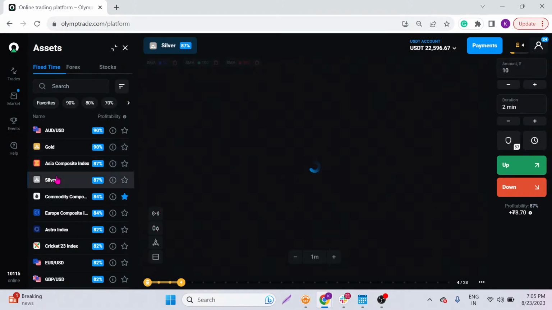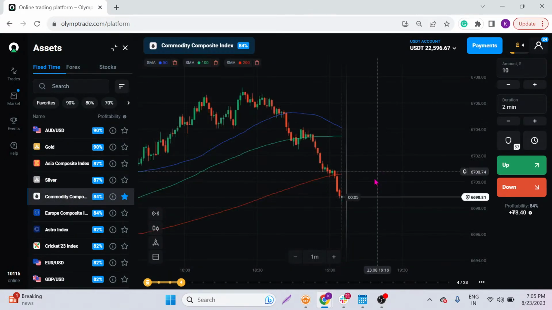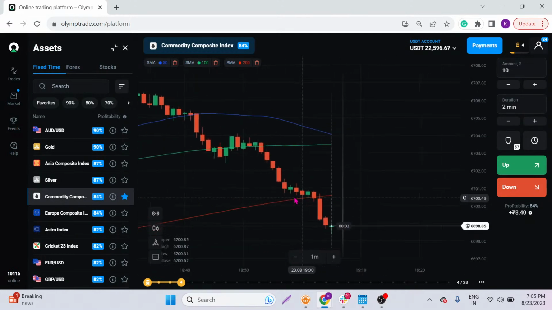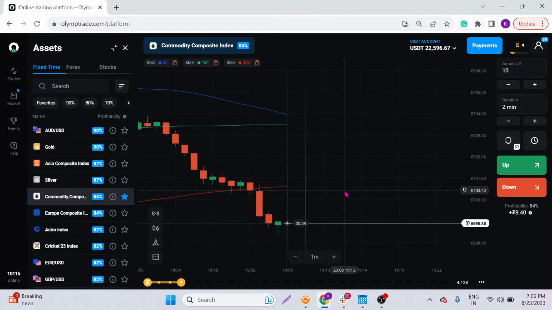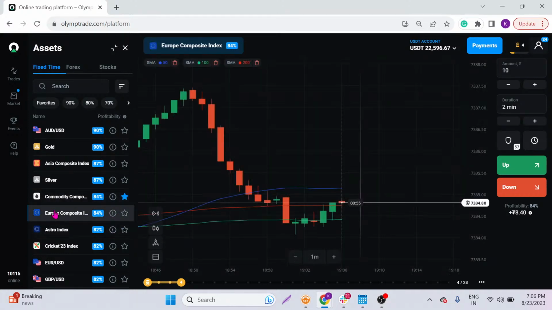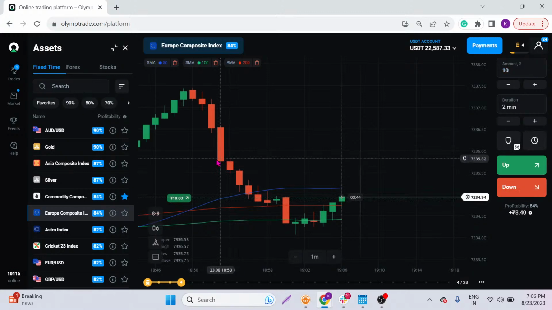Okay, help me find signals. This is still showing a downward trend, right? But it can rise from here now. Now there can be a reversal from here. Once it crosses, we'll come back to your commodity index. Here I still feel that it can be an upward trend. So let me make a $10 upward trade here.